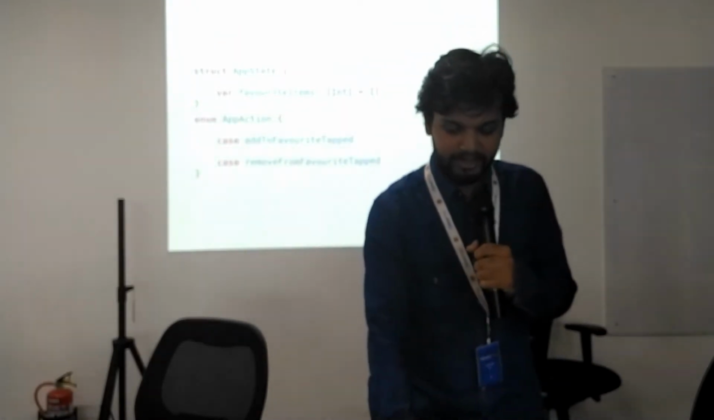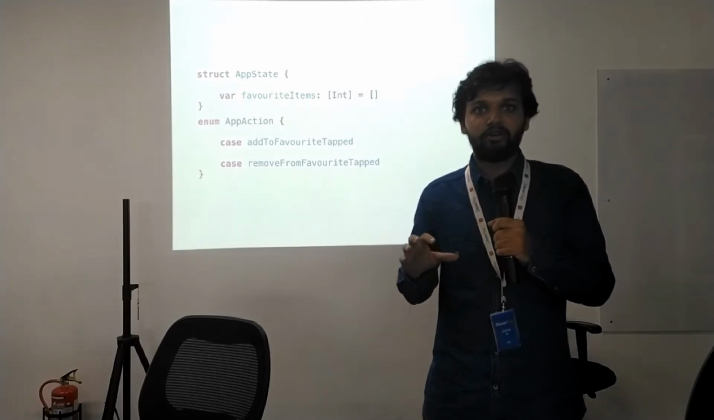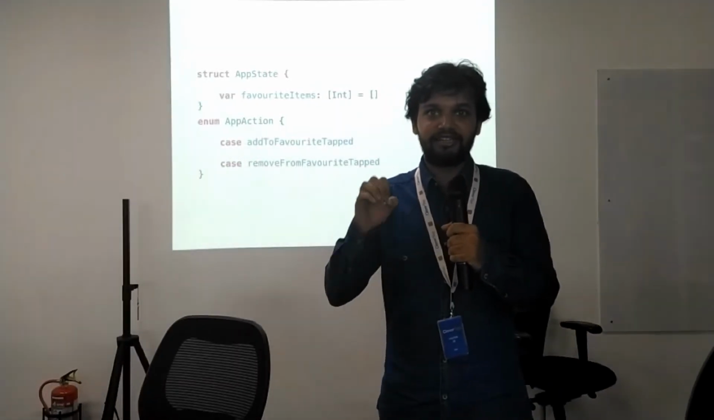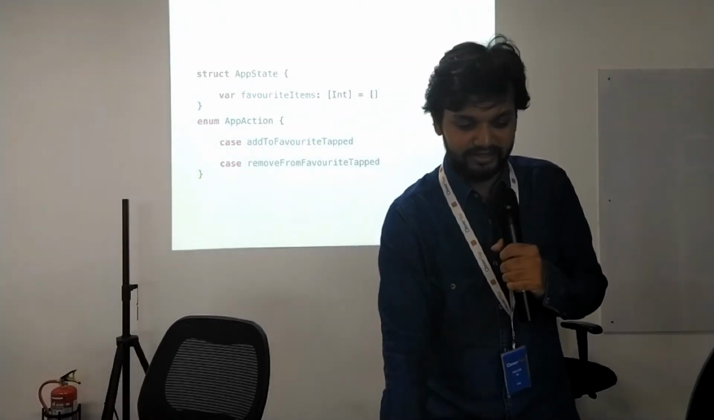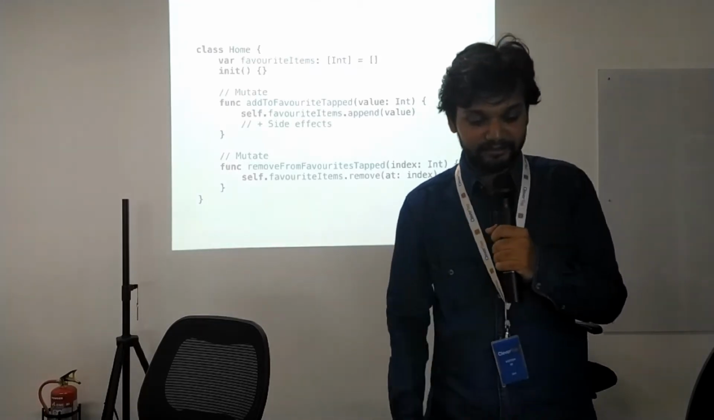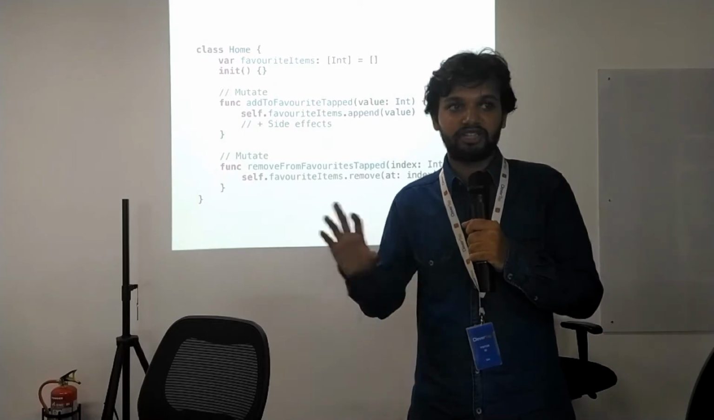So this is where I put in a global variable called appState. Not a global variable, a global class or global struct called appState. And then I put all the things that I wanted to mutate into this, as in a favorite items array here, which is a favorite items array in the class. I put it in the global struct.